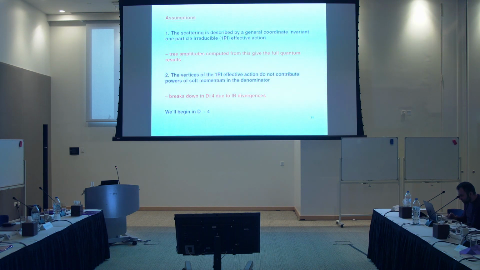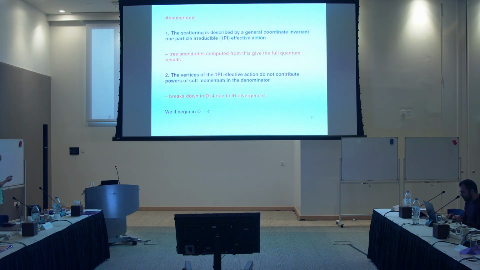So, the first assumption is that the scattering is described by a general coordinate invariant one particle irreducible effective action. In short form, we also call it the effective action. General coordinate invariant effective action should describe the scattering. This basically means that a gravitational theory should have no anomaly. It should be diffeomorphism invariant, and this of course is expected of any consistent theory of quantum gravity. And if we have such a one particle irreducible effective action, then amplitudes computed from this will give the full quantum results. We do not need to know the explicit form of this 1PI effective action, the existence is enough to prove soft graviton theorem.